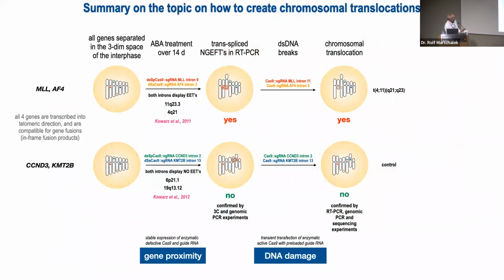So this is the interphase nucleus. I just draw now the chromosomes like we know chromosomes, but we are in the interphase. We have here 4 genes. We bring together by this first CRISPR-Cas system with the defective Cas9 these genes together and bring them in proximity. We see fusion RNAs. We don't see any fusion RNAs here because only these genes have the ability to make early terminated transcripts. And then if we induce a DNA damage situation by chromosomal breaks, we get here a chromosomal translocation and here not. This is basically the story of how chromosomal translocations occur.